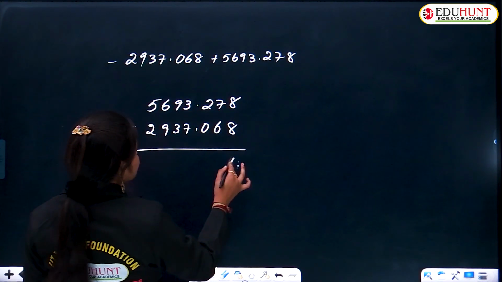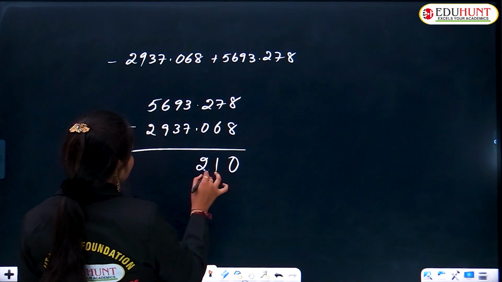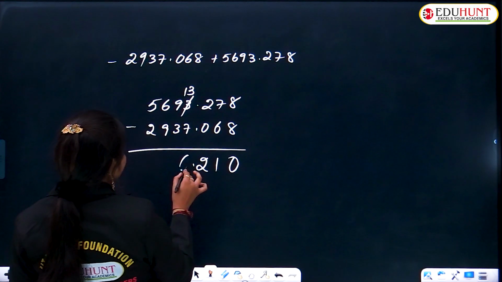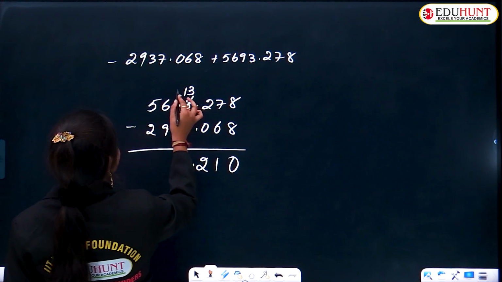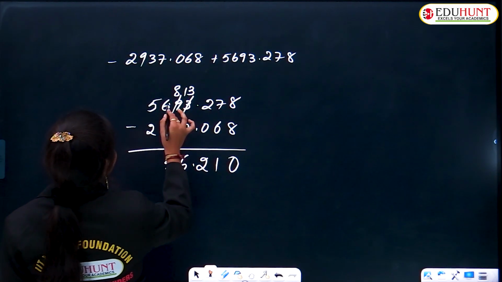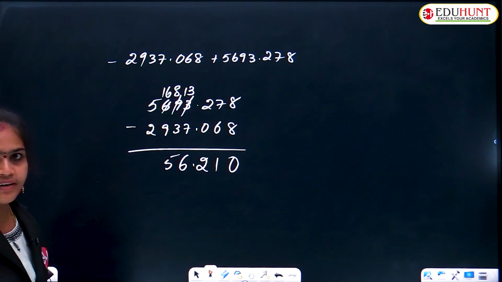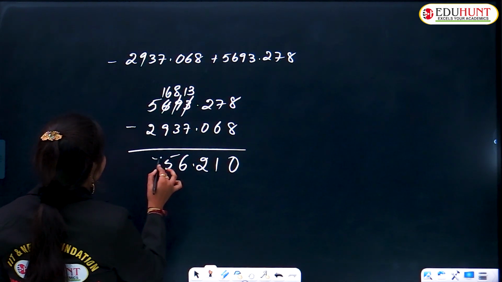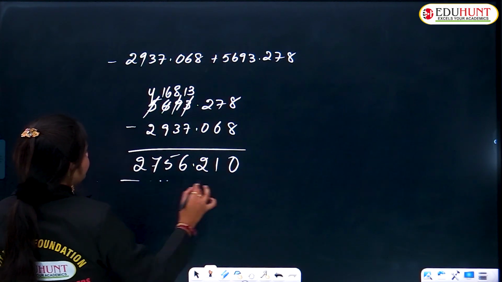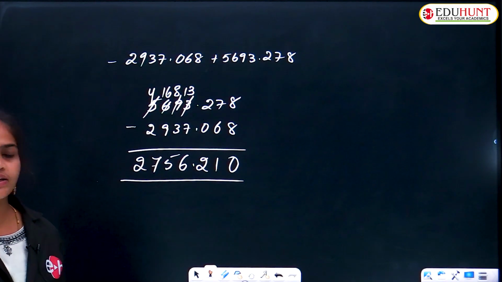8 minus 8 is 0, 7 minus 6 is 1, 2 minus 0 is 2, point. Here 13 minus 7 is equal to 6, and here 8 minus 3 is equal to 5, and here 6 minus 9 is not possible, no? 16 minus 9 is equal to 7, and 4 minus 2 is equal to 2. So 2756.210. Finally, what is the answer?